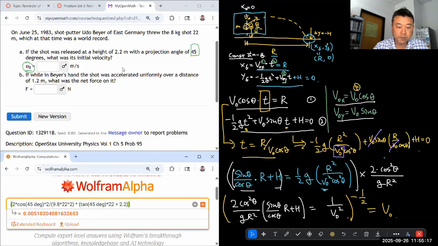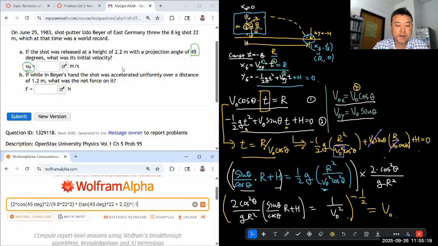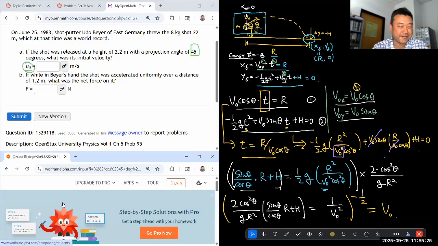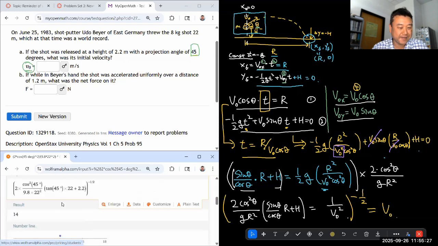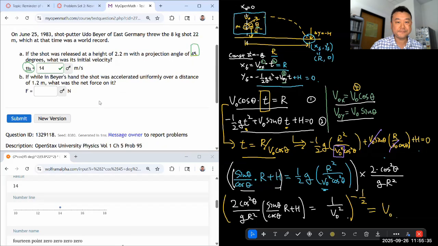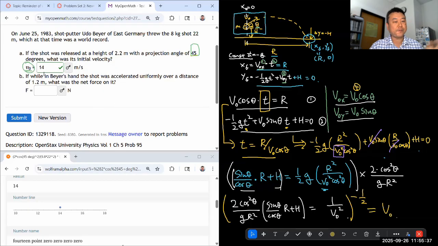I take that whole thing raised to the power of minus 1/2. That gives me 14. I'm pretty sure that's how the question was generated. It probably generated the speed first and then did the rest backward. Let's just double check. Good. Now, if while in the thrower's hand, the shot was accelerated uniformly over a distance of that, what was the net force on it?